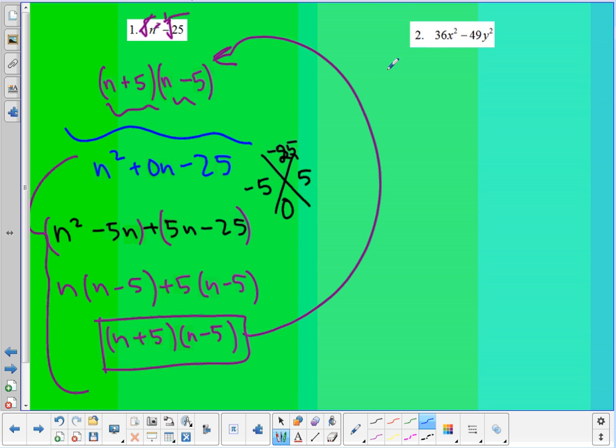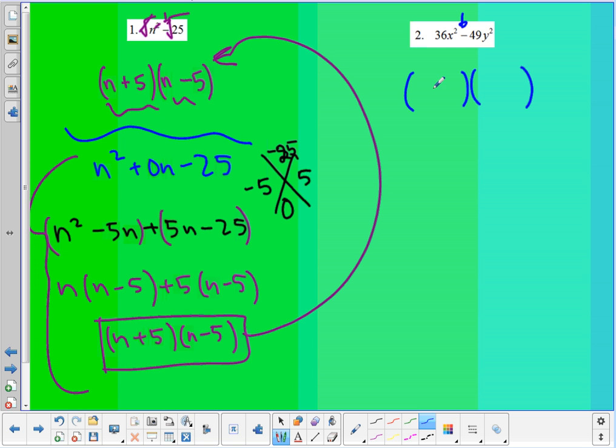36x squared minus 49y squared. 36 is a perfect square, 6 times 6. 49 is a perfect square, 7 times 7. X squared is a perfect square, x times x. Y squared is a perfect square, y times y. And I have subtraction in the middle. So I know I have a difference of two perfect squares.